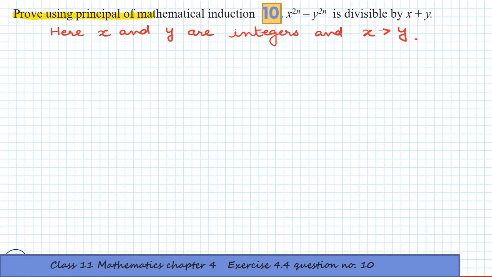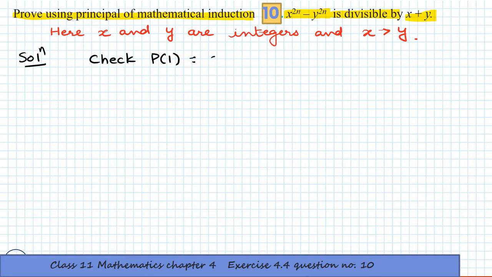Prove using mathematical induction x power 2n minus y power 2n is divisible by x plus y. X and y are integers and x is greater than y. So now come to the answer. Write the given problem in your classwork note.